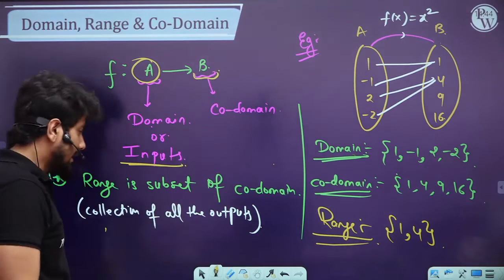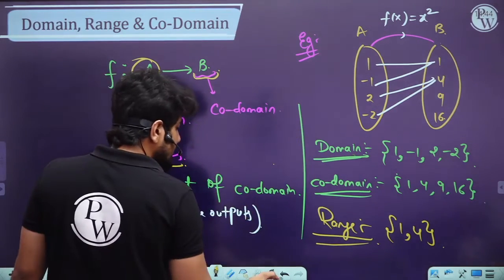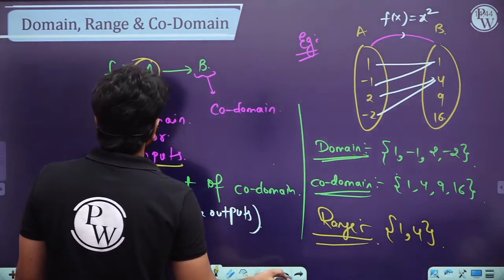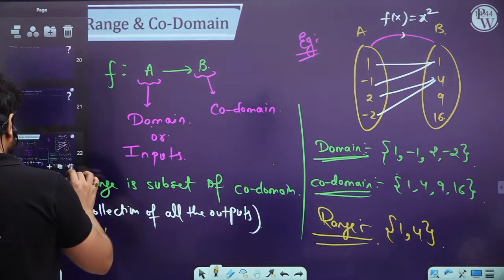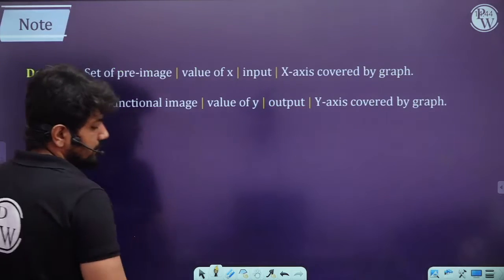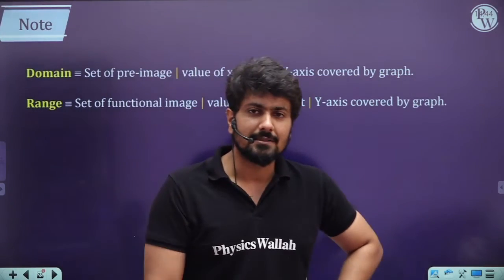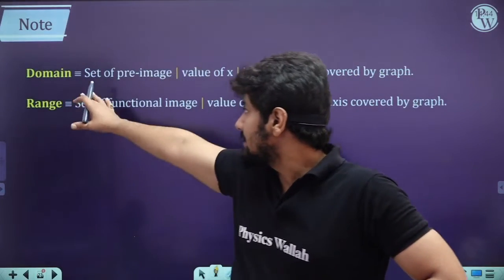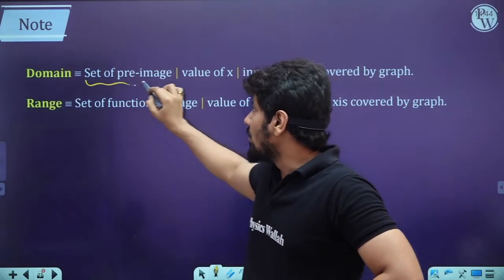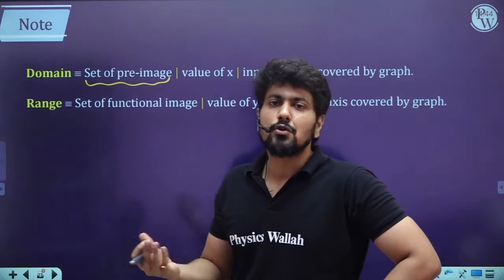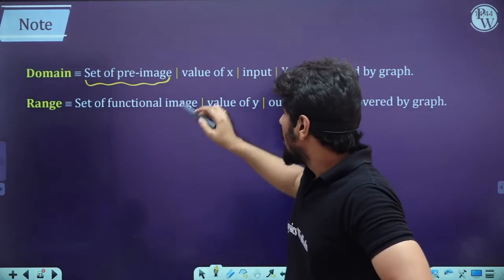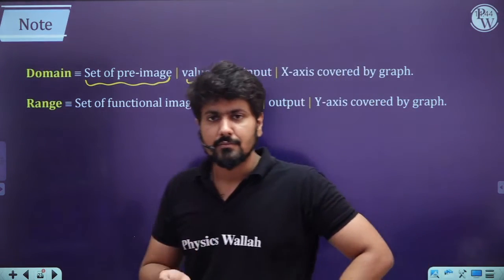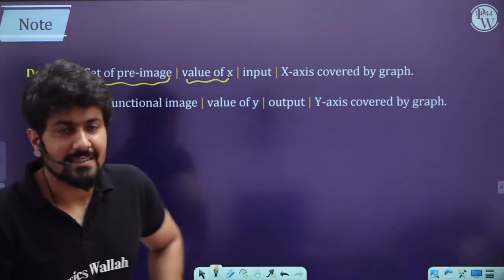Codomain is set B, and range is the subset of set B. Now this is not the only meaning of domain, codomain, range. Let's understand. This is the entire set of all the pre-images. We call domain the set of all the pre-images, or values of x.